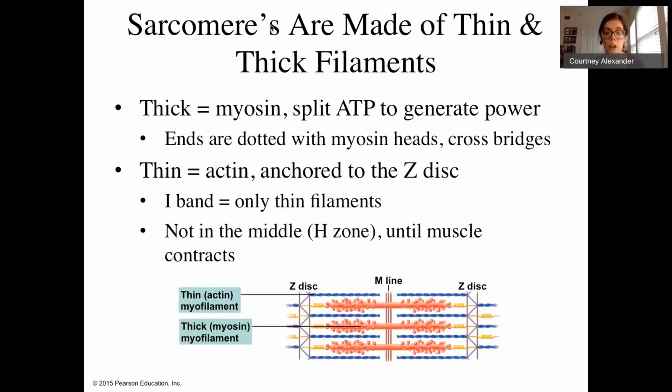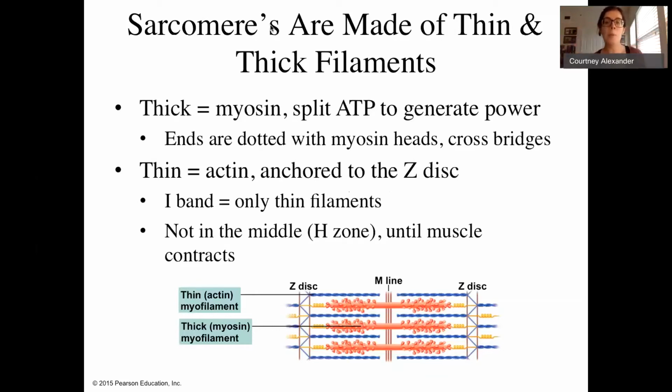Now, where the bands get their name, the I band only has thin filaments. There are no thick filaments there. That's what makes it light. And the A band runs the length of our thick filaments. The thick one makes it dark. In the middle, when the muscle is relaxed, there are no thin filaments. So there's a little bit of open space.